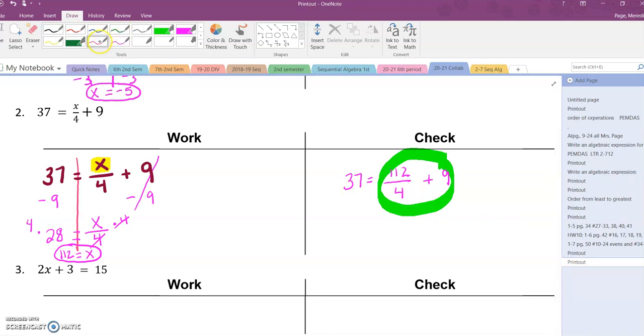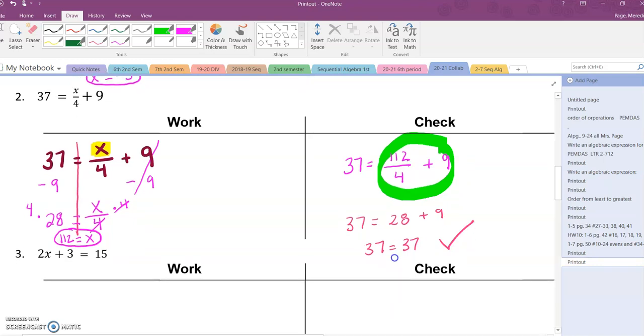Okay? So, 37 equals, now grab your calculator, and in your calculator, you're going to do 112 divided by 4, and you should get 28 for that, plus 9. 28 plus 9 is 37. 37 is equal to 37. This is good. So, if you want to check your work, you're more than welcome to.